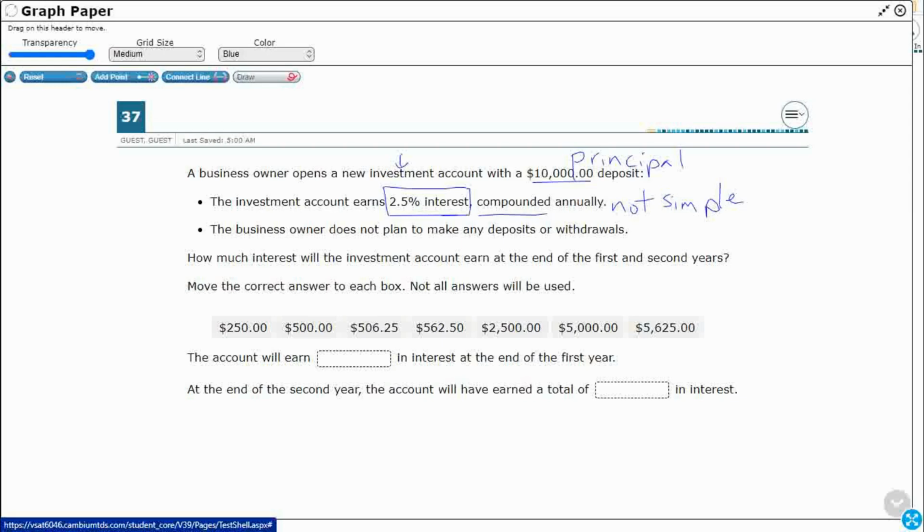And it does not plan to make any additional deposits or withdrawals. So this just basically tells us that the principal doesn't change. Because if the principal were to change, if you were to make a $500 deposit each month, for example, then that would change our calculations for each month. All right, so we've got two different questions here. How much interest is earned? Interest, not total amount. First year and second year. Okay, so this is my first year right here, and then this is my second year over here. So we have to keep those two going.